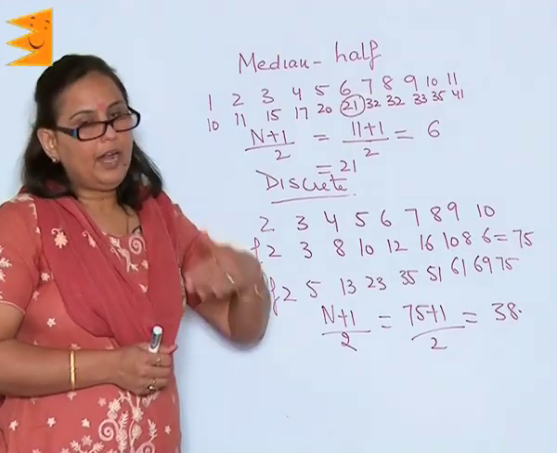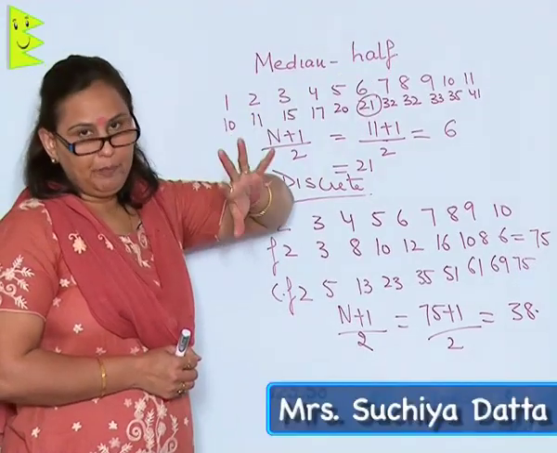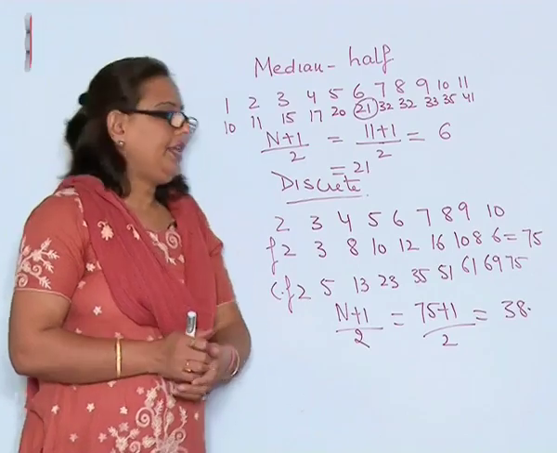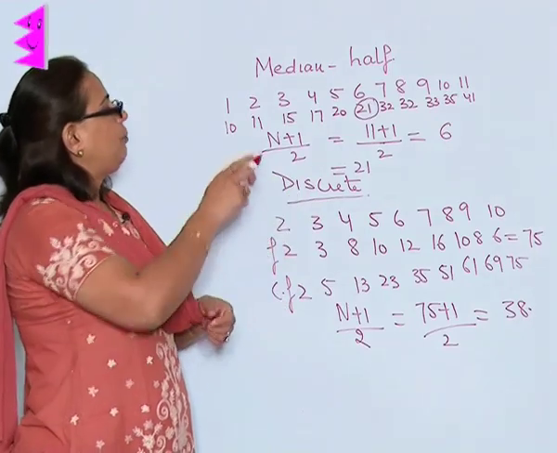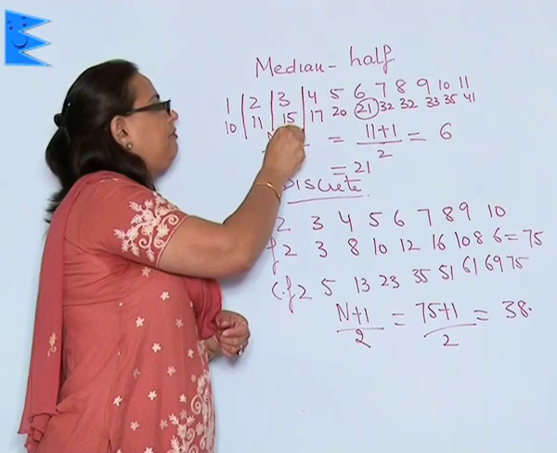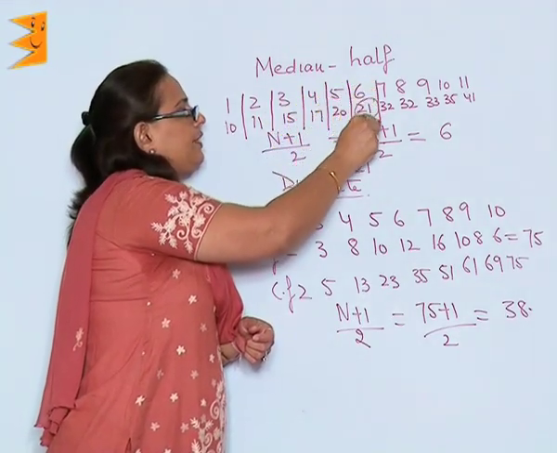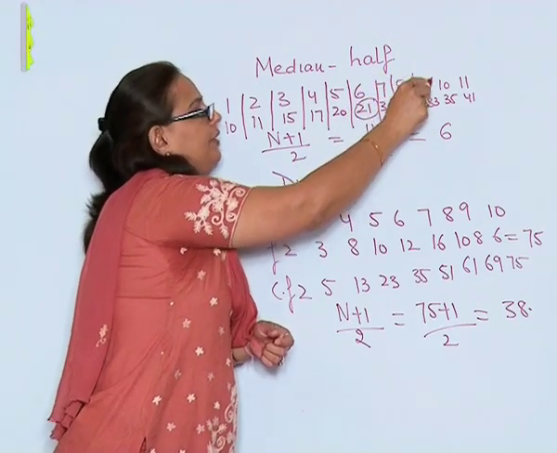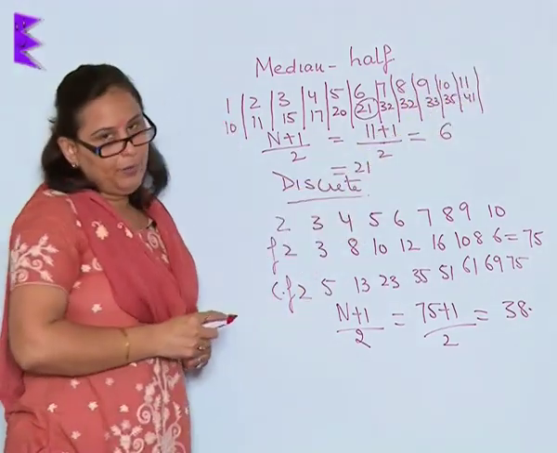Next, we start with the median. In the median, first of all we will pick up the individual series, then the discrete series and the continuous series. In the individual series, we have 11 students and the marks obtained by them are: the first student gets 10, the second 11, the third 15, the fourth 17, the fifth 20, the sixth 21, the seventh 32, the eighth 32, the ninth 33, the tenth 35 and the 11th student gets 41.